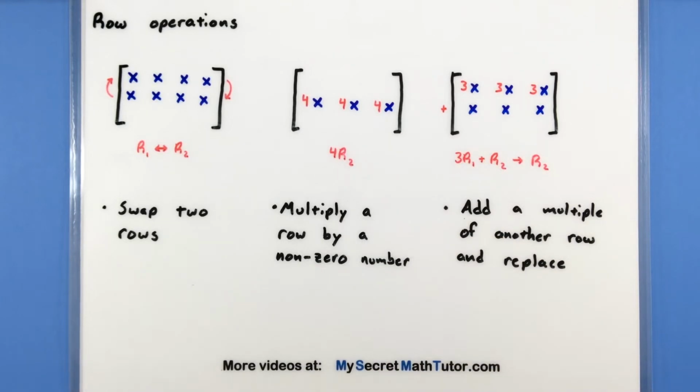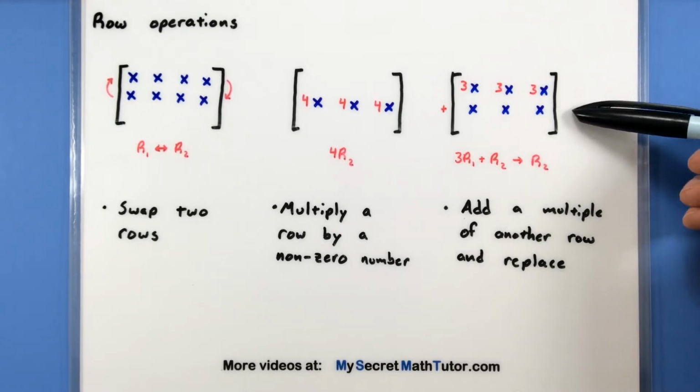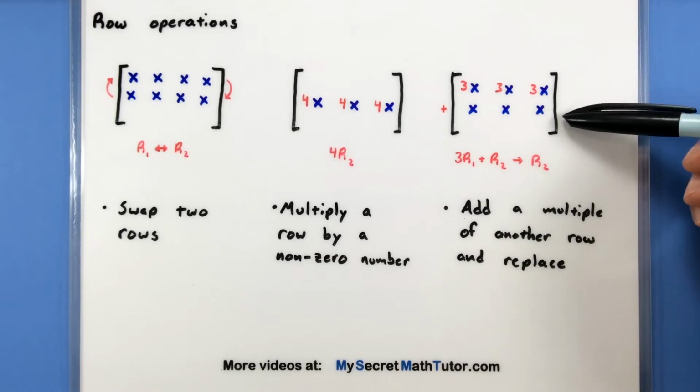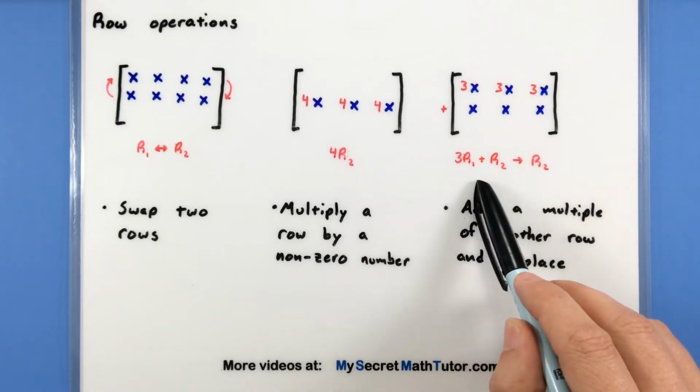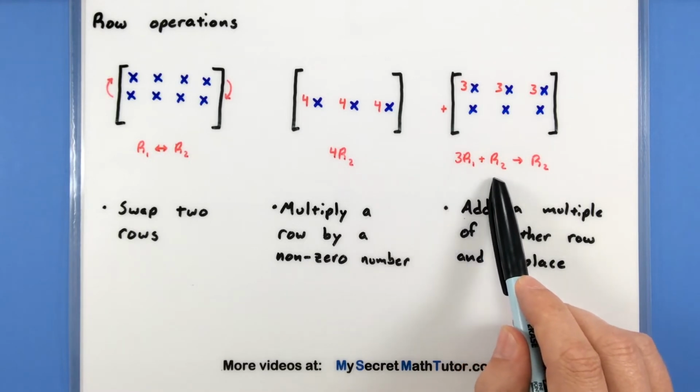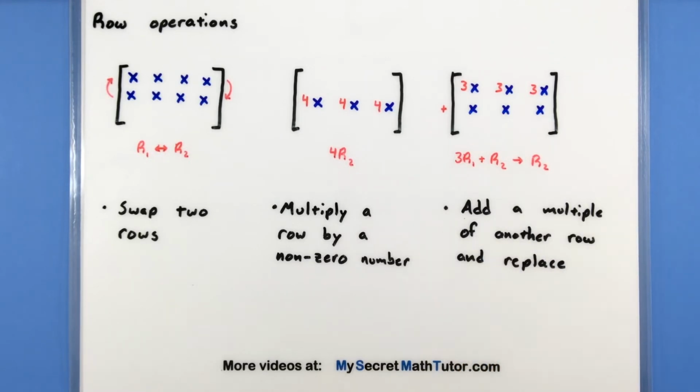And lastly, and this is a really big one, you can add a multiple of another row and then replace a certain row. So in this particular setup that I have here, I'm taking row 1, multiplying it by 3, adding it to row 2, and then with that result, I'm going to make it my new row 2. So you're seeing this notation explain that process: 3 times row 1 plus row 2 becomes the new row 2.